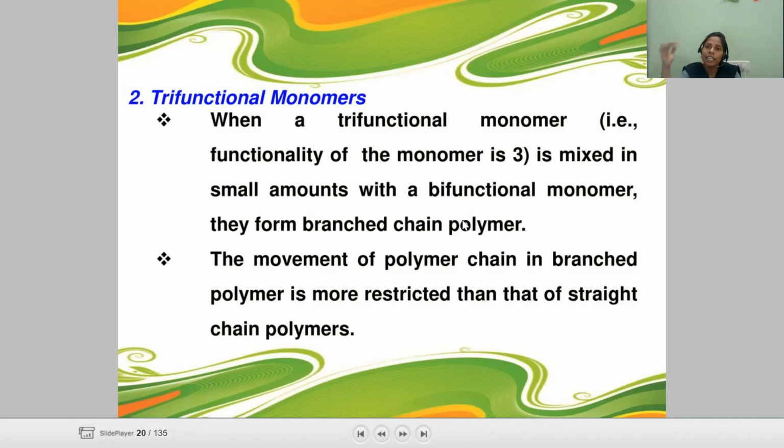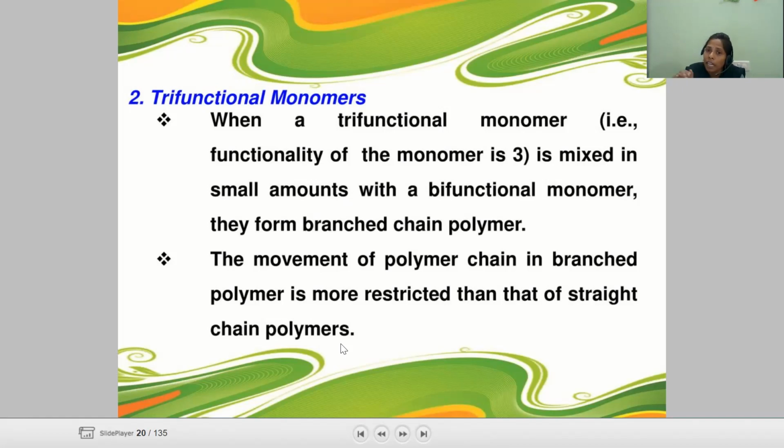Because at 3 sites we have the bonding sites. So what is the possibility? There is a formation of branched chain polymer. So the movement of the polymer chain in a branched polymer is more restricted than that of a straight chain polymer. The straight chain polymers have the flexibility for movement.